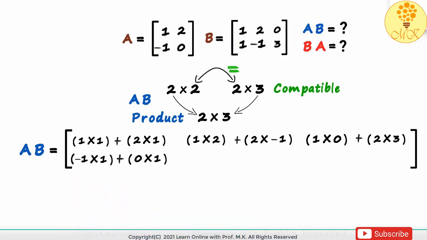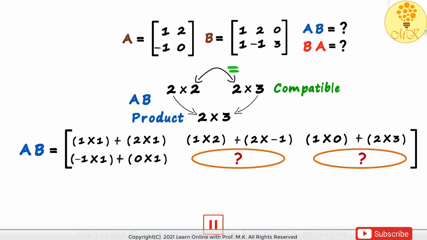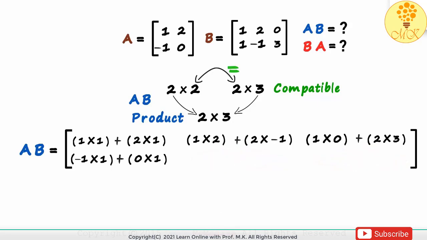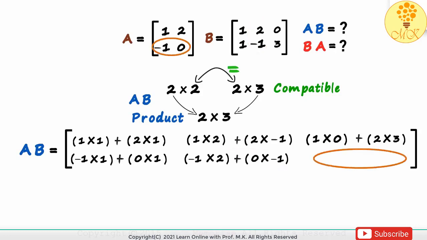Why don't you try finding the elements in these two positions? Pause the video and give it a shot. For the 2/2th element, we multiply the second row with the second column to get this. And for the 2/3th element, we multiply the second row with the third column to get this.